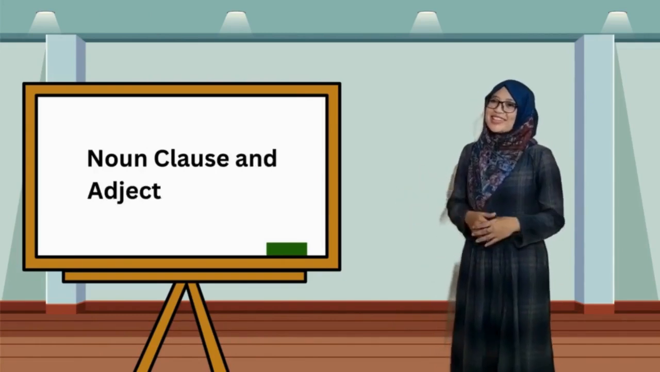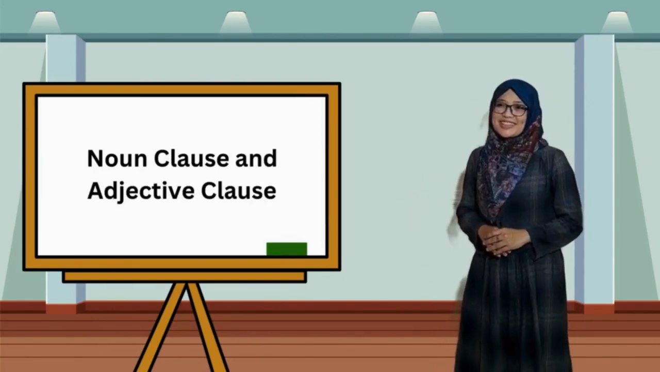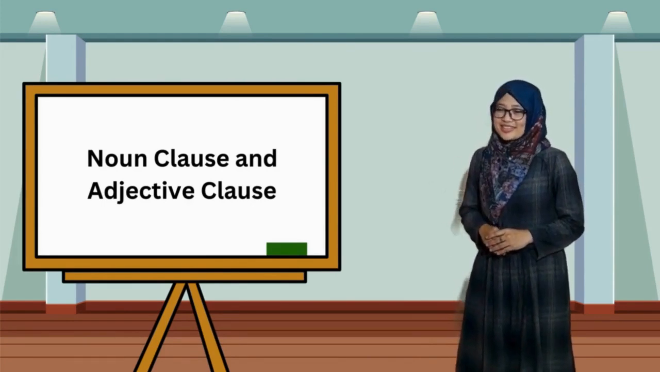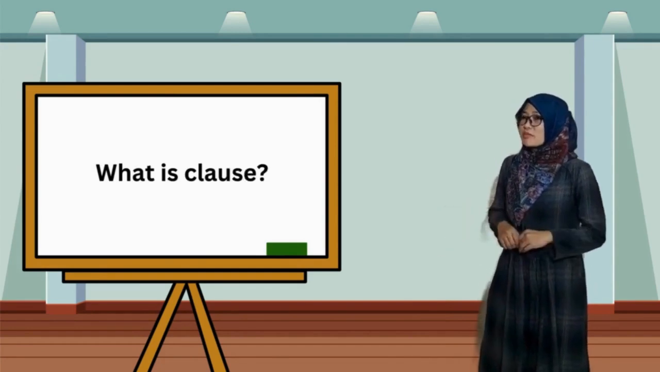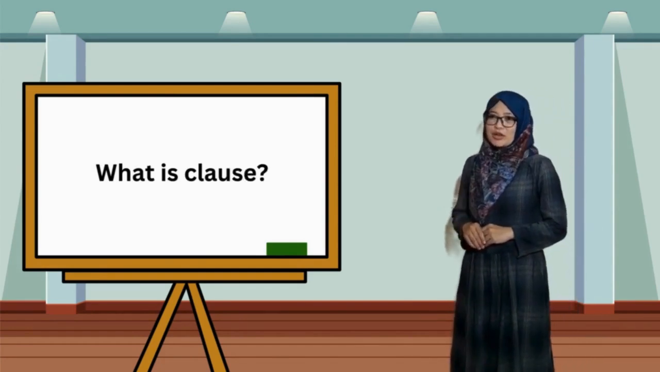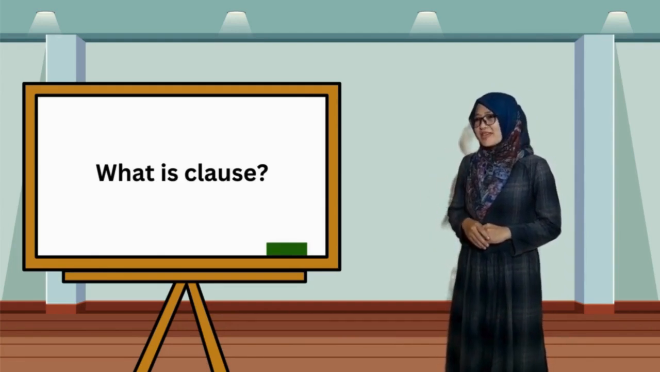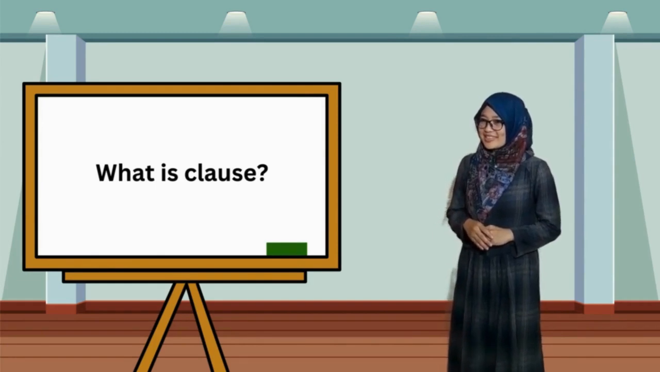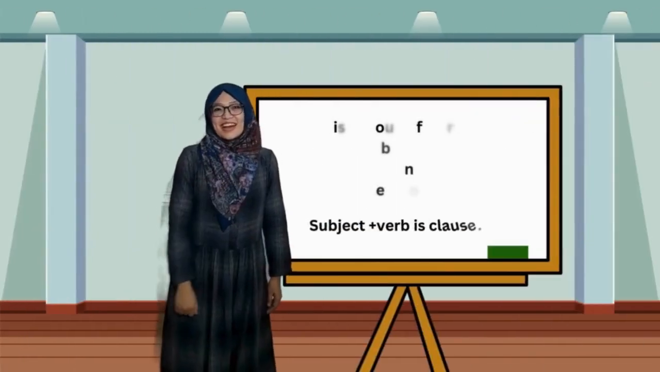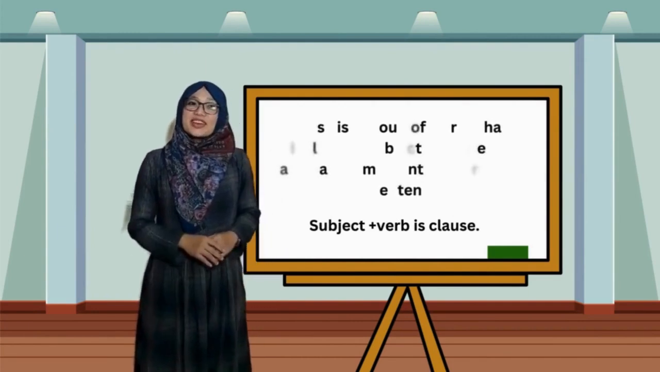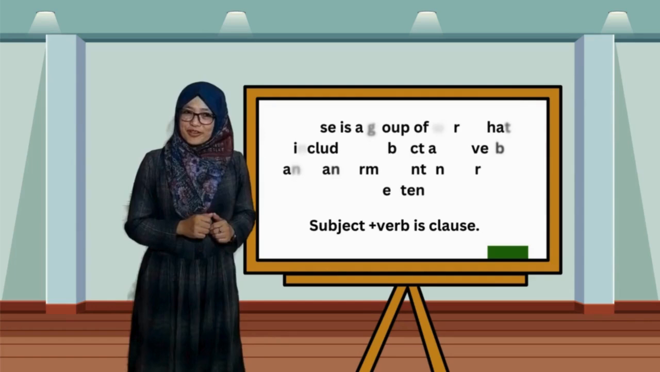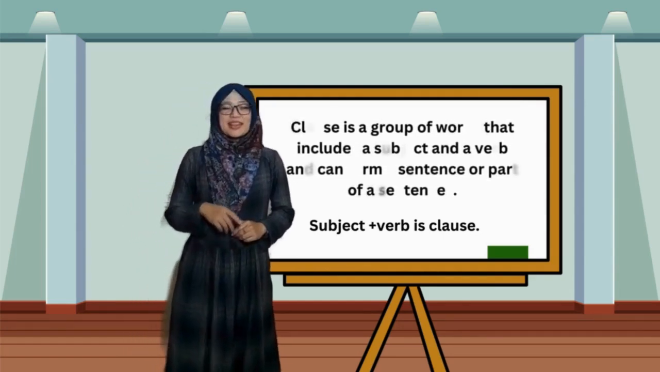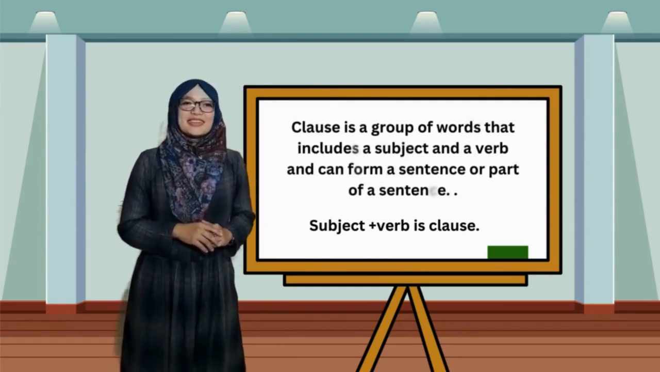Hello everybody. Today we are going to discuss English grammar about noun clause and adjective clause. Before talking about noun clause and adjective clause, we should recall our memory about clause. Do you remember what is clause? Yes, clause is a group of words that includes a subject and a verb and can form a sentence or part of a sentence. Subject plus verb is clause.